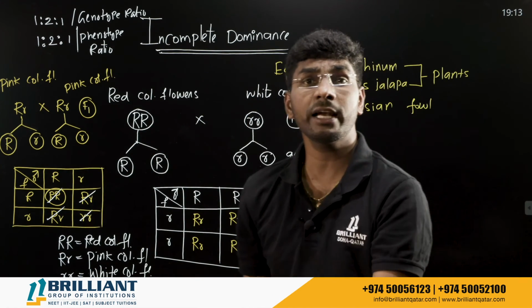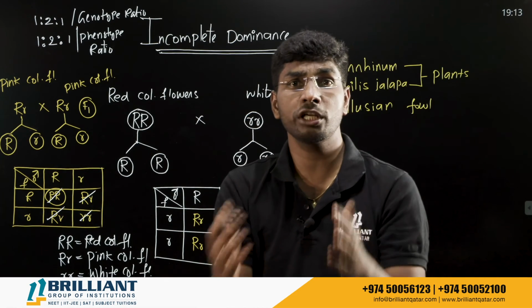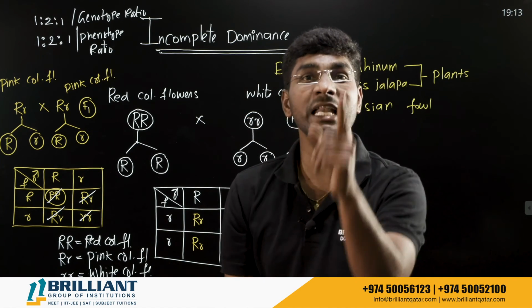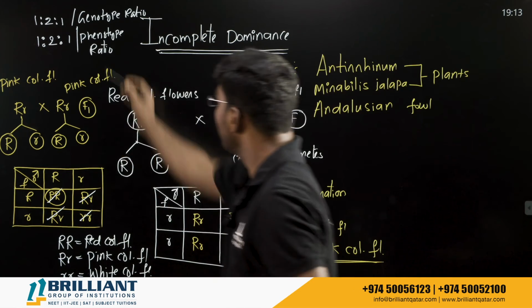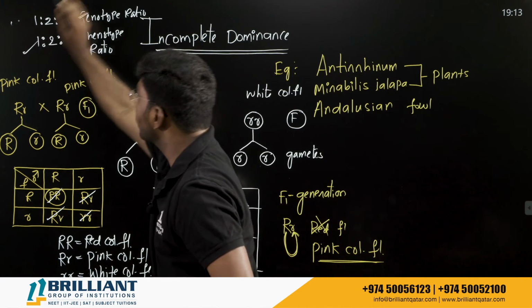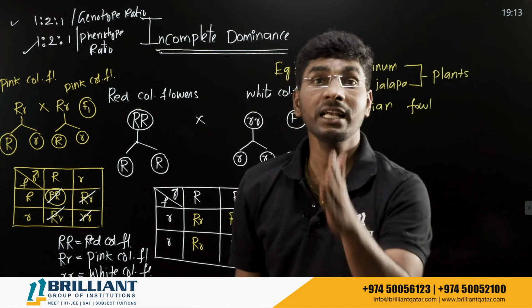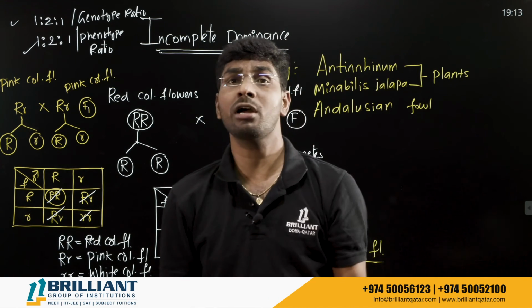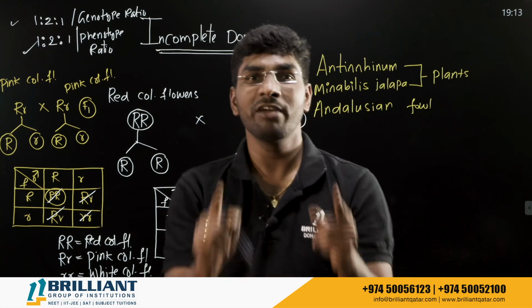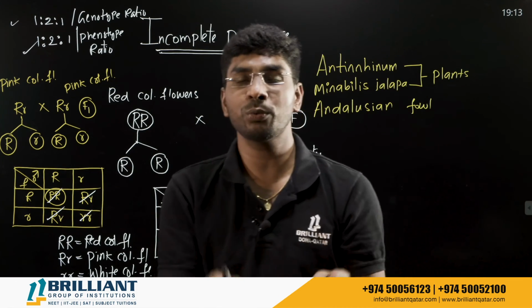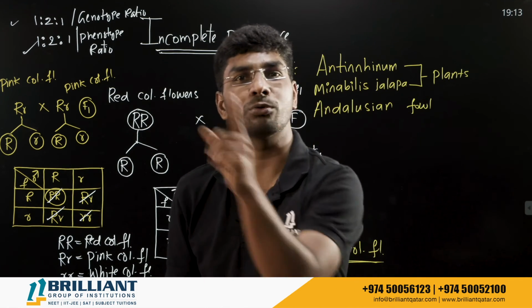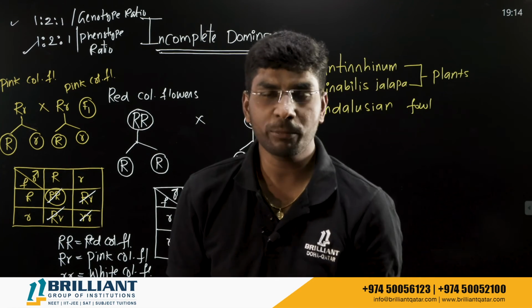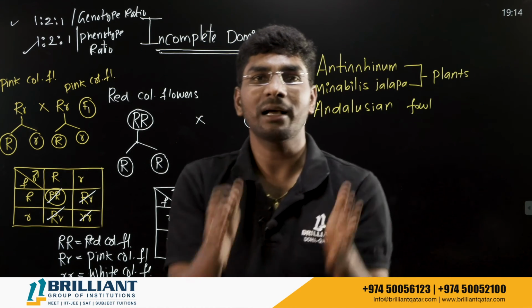In which inheritance are phenotype ratio and genotype ratio similar? Incomplete dominance. Look at here, phenotype ratio is similar, genotype ratio is also similar. In incomplete dominance, both are similar, but if you look at the monohybrid cross of Mendelian cross, phenotype ratio was 3:1, genotype ratio was 1:2:1. You got my point? So this is called incomplete dominance.